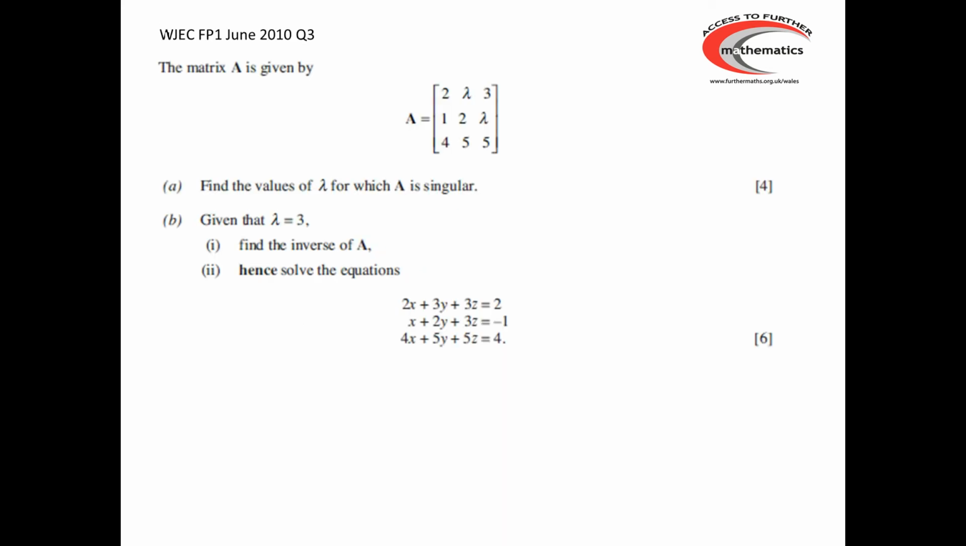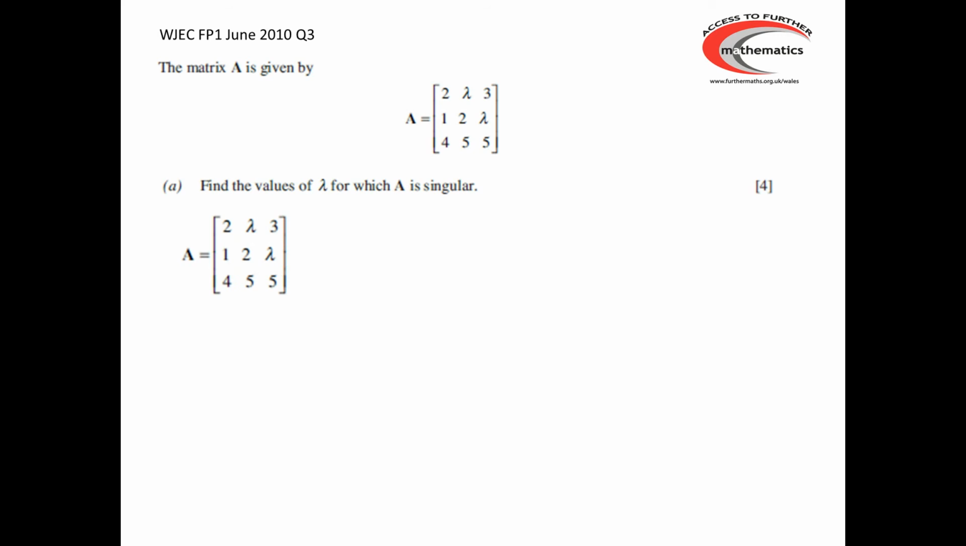So let's have a look at two examples. The first one is from the June 2010 paper. The first part of the question says find the values of lambda for which A is singular. A singular matrix is a matrix whose determinant is 0. So we've got to work out the determinant of this matrix A.